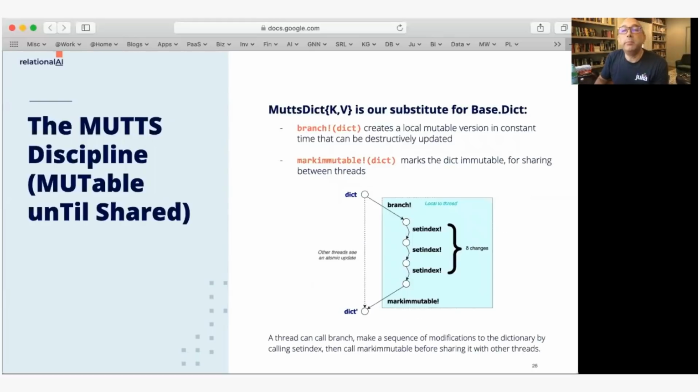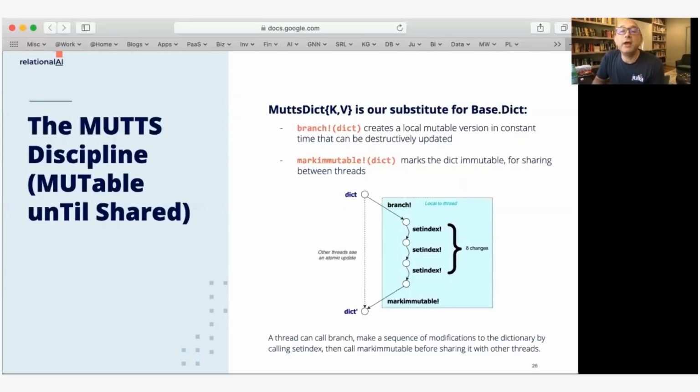So we've been developing a library for efficient MUTS data structures, and I'll talk about two of these data structures briefly. The first is MUTS-Dict, the MUTS dictionary, which is our version of Julia's Dict, or dictionary, and soon to be available as a community contribution. So we're going to put it out there for anyone to use who's interested in this kind of data structure.